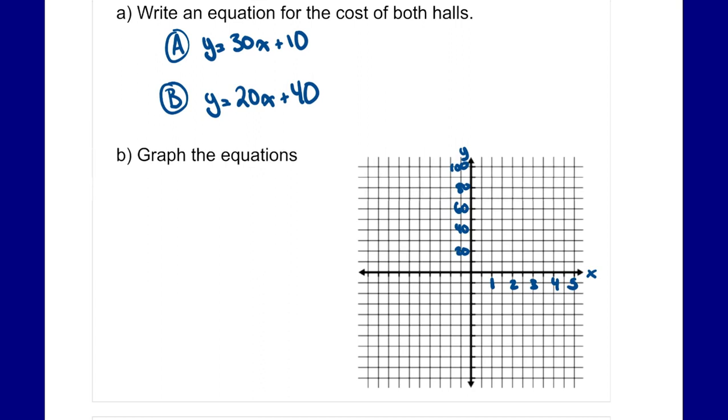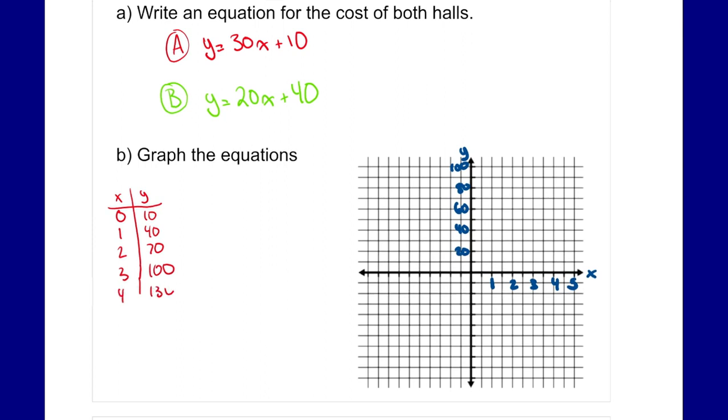So I'm going to graph these two equations. Different ways we can do it. For Hall A, let me just change the colors here. So we'll call this A, and let's do this for B. So A and B. We could, if we wanted to, for A, create a table, X and Y. At 0 guests, it's $10. At 1 guest, it is now 40. At 2 guests, it's 70. At 3 guests, it is 100. At 4 guests, it's 130. We can stop it there because we can't really go any further, on my graph anyways.